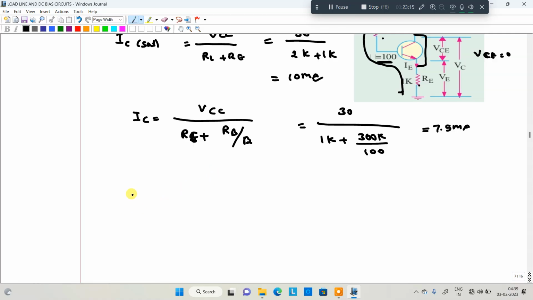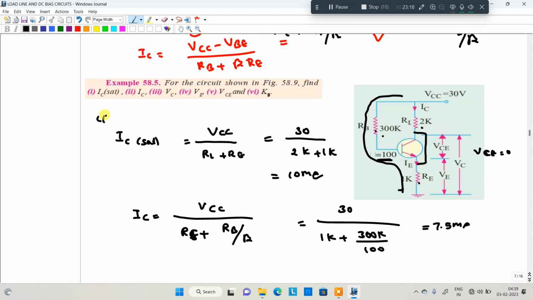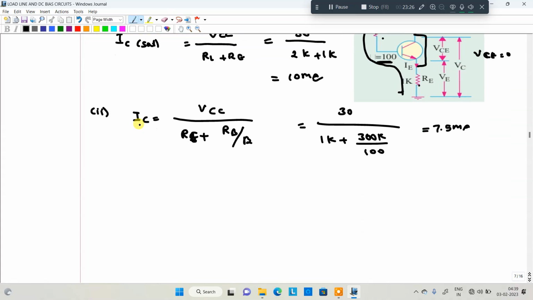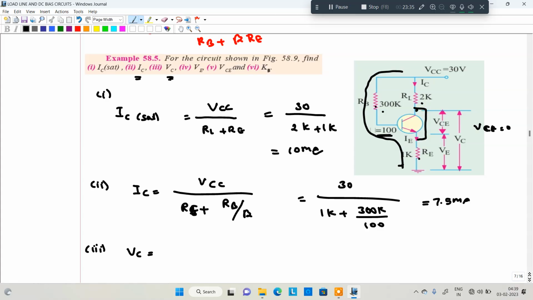After that, what they are asking, third one; this is the first bit, this is the second bit, third bit is IC. IC is done, now VC. VC is nothing but the voltage across this particular terminal: VCC minus RL into IC. What is the VCC? 30. IC is 7.5 into 10 power minus 3, into 2K. It will be equivalent to 7.5 volt.